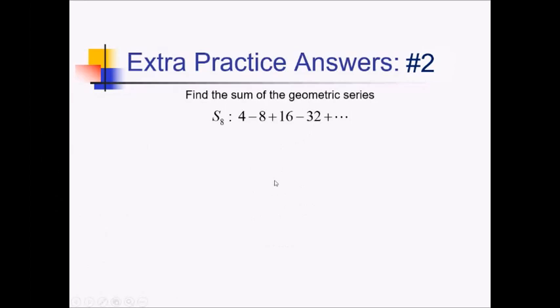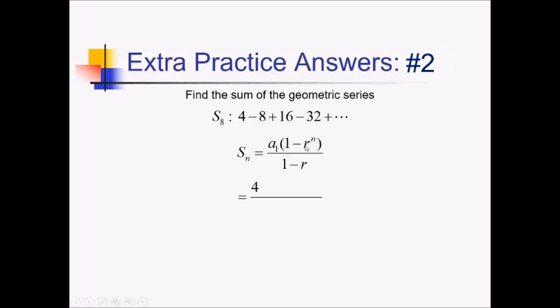On this problem, I want the sum of the first 8 terms of this geometric series. Now, I could write out the next few terms because I can definitely see the pattern going on here, or I could just use the general formula, a1 times 1 minus r to the n all over 1 minus r. So my a1 in this case is just this first term of 4, and then I'm doing 1 minus the common ratio to the n.